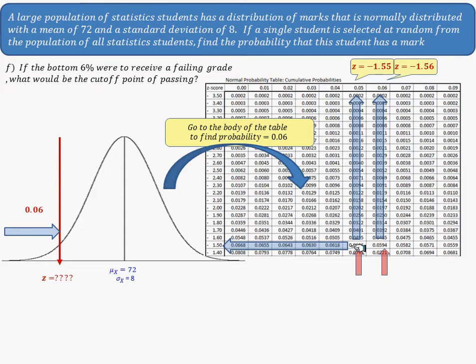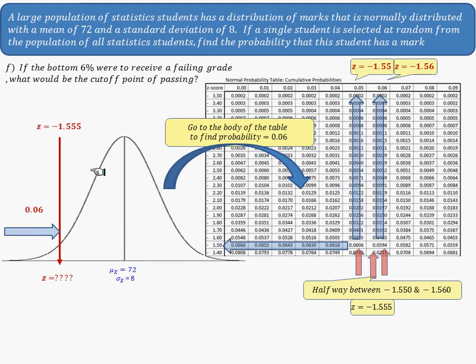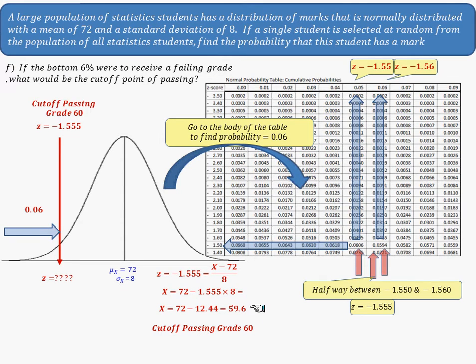On the right is -1.56. We're suggesting the answer is halfway between those two values. We add a 0 to each, and halfway between these values is -1.55. And here it is up here. Here's our z-score. Coming down, we convert to the x value, which is very straightforward. The cutoff for x is 59.6. Rounding up, the passing grade would be 60%.